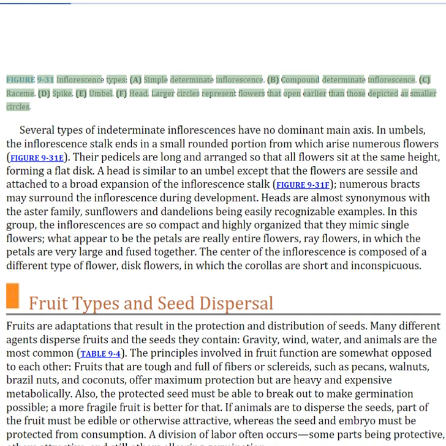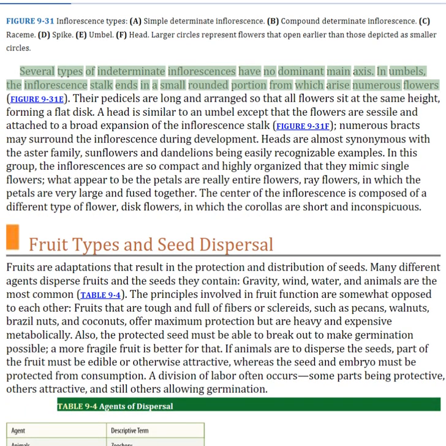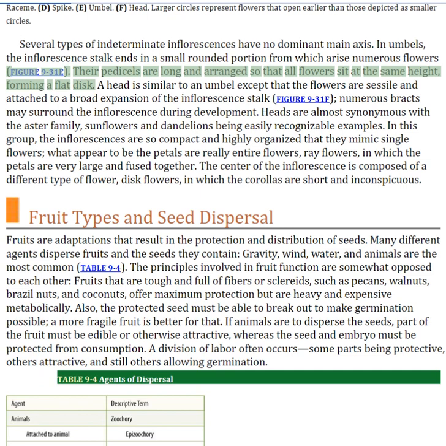Figure 9.31: Inflorescence types: simple determinate inflorescence, compound determinate inflorescence, raceme, spike, umbel, head. Larger circles represent flowers that open earlier than those depicted as smaller circles. Several types of indeterminate inflorescences have no dominant main axis. In umbels, the inflorescence stalk ends in a small rounded portion from which arise numerous flowers. Their pedicels are long and arranged so that all flowers sit at the same height, forming a flat disc.